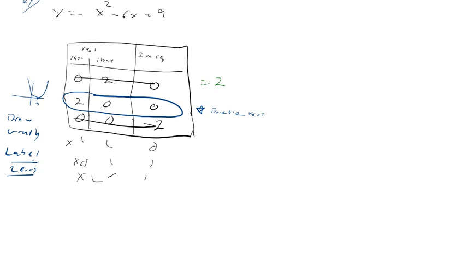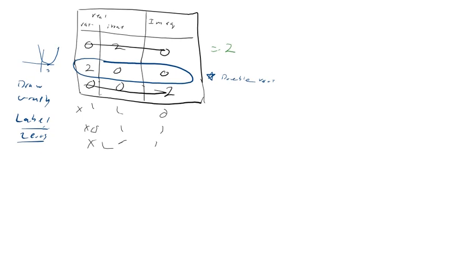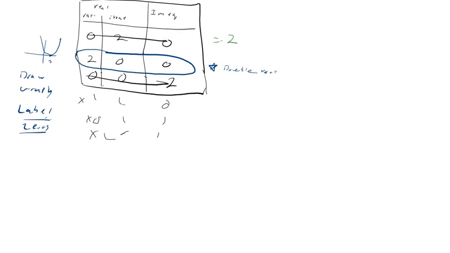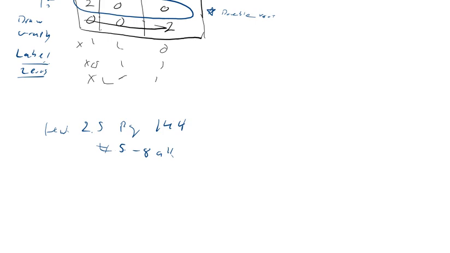All right, let me write down what your homework is up over here. Homework is going to be section 2.5, page 144, numbers 5 through 8 all, and 9 through 27 odd. I think that was all for now.